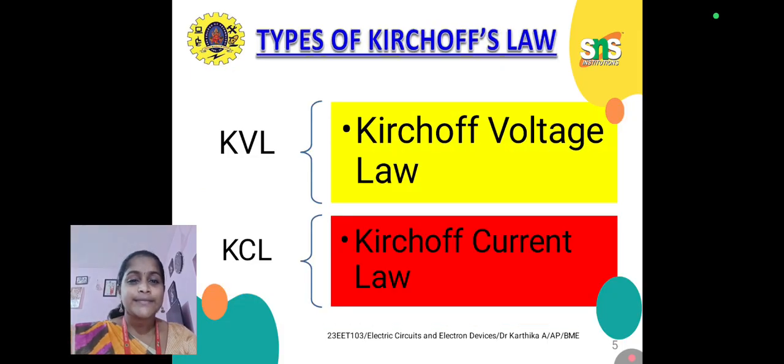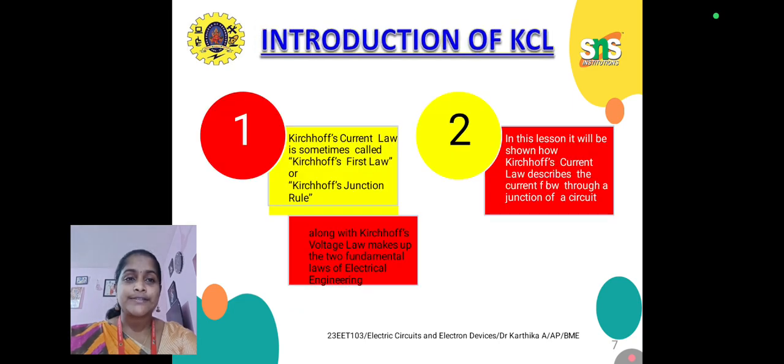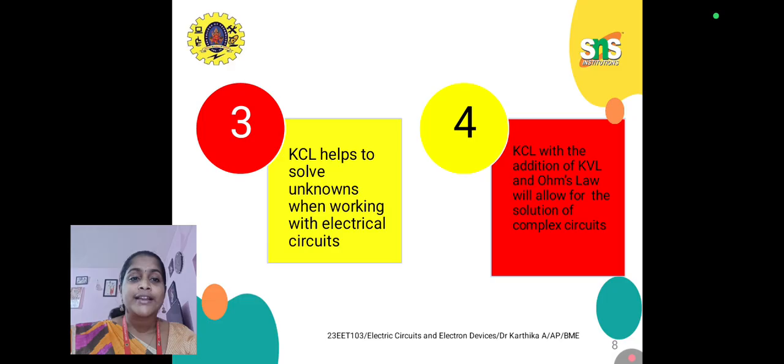KVL is Kirchhoff's voltage law and KCL is Kirchhoff's current law. Next is the introduction of Kirchhoff's current law. It is sometimes called Kirchhoff's first law or Kirchhoff's junction rule. Here, it will be shown how Kirchhoff's current law describes the current flow through a junction of a circuit. Along with Kirchhoff's voltage law, it makes up two fundamental laws of electrical engineering. KCL helps to solve unknowns when working with electrical circuits. KCL, with the addition of KVL and Ohm's law, allows for the solution of complex circuits.